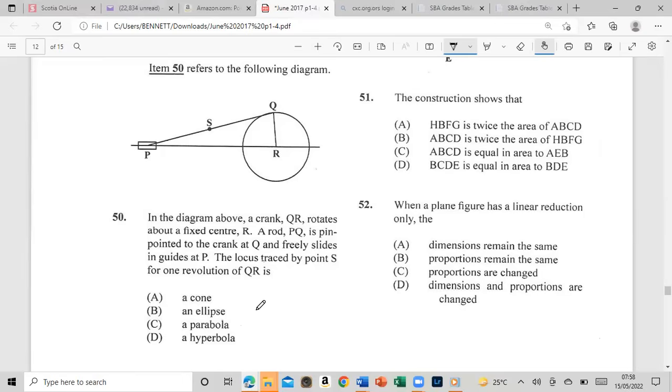All right, 50. In the diagram above, a crank, QR, rotates about fixed center R, a rod PQ is pin-jointed to the crank at Q, and free at the slide it guides at P. The locus traced by P from one revolution of QR is it a cone, an ellipse, a parabola, or a hyperbola? And that is an ellipse. Big up DJ Ellipse students. All right, so let's move on to 51. The construction that shows... Oh wait.